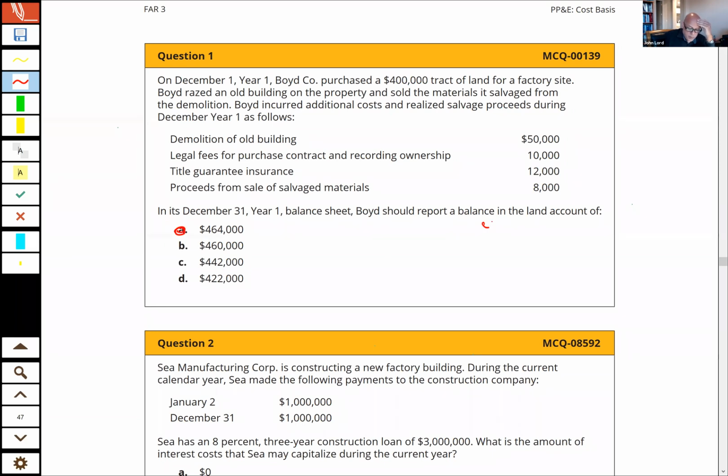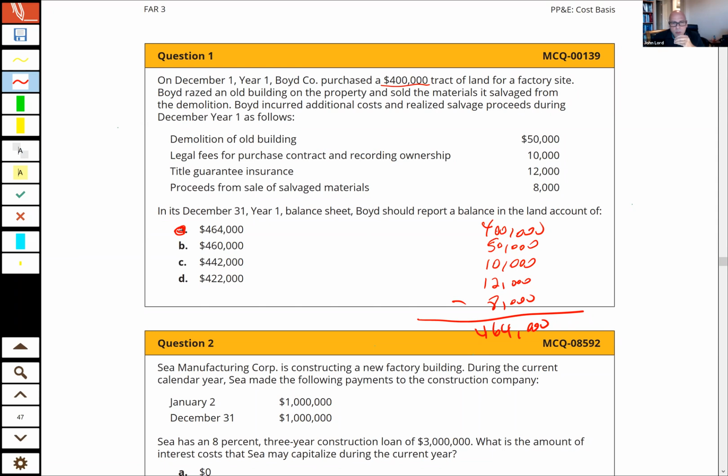Now, of course, you can't get to the answer without picking up that 400,000. So they knew that was pretty easy. We have to do what? We have to add the 50,000 demolition costs, right? Legal fees. Yeah, got to pick that up. Legal fees to purchase are part of the cost. Title guarantee insurance. Yep, better pick that up. That's 12,000. Then what? Proceeds from the sale of the salvage material. Well, yes, we consider it, but we subtract that, right? So maybe that's how some of us got a different number. If you didn't subtract that, that gives us the 464.